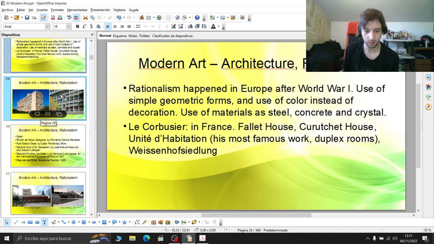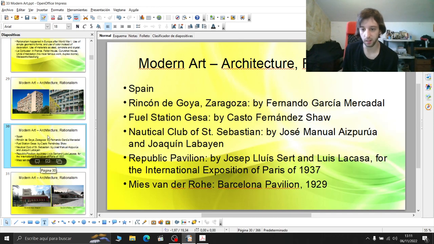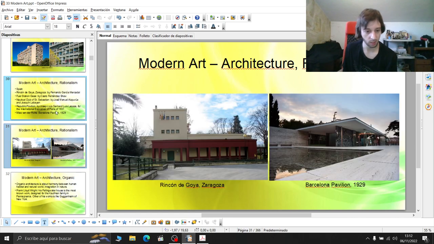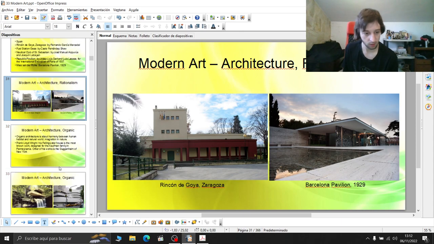Architecture goes fast. Here the Unité d'habitation. And here from Spain, Rincón de Goya, Fuel Station, Nautical Club, and so on. And this one is important, the Mies van der Rohe Barcelona Pavilion. And this one.